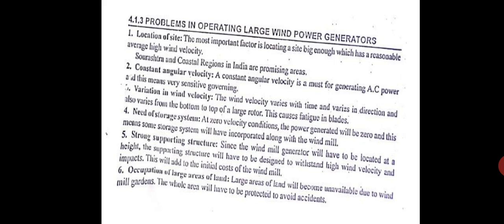Occupation of large areas of land. Large areas of land become unavailable due to windmill gardens. The whole area has to be protected to avoid accidents. These are very expensive, as I was telling, 3 to 4 crore rupees for a 1 megawatt plant. So if you have 10 turbines, it is almost 30 to 40 crores. So there is very high investment. That is why people put up fencing, so that wild animals and other animals do not come in and there are no accidents. This involves a lot of land, and this land is not available for farming. So these are the problems which we face.